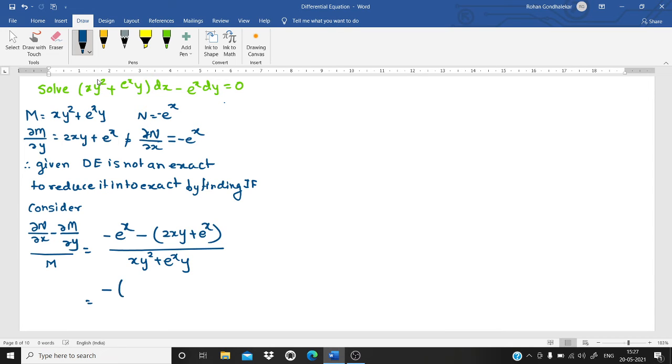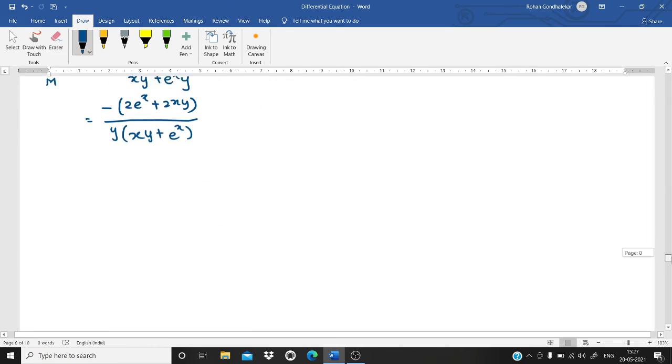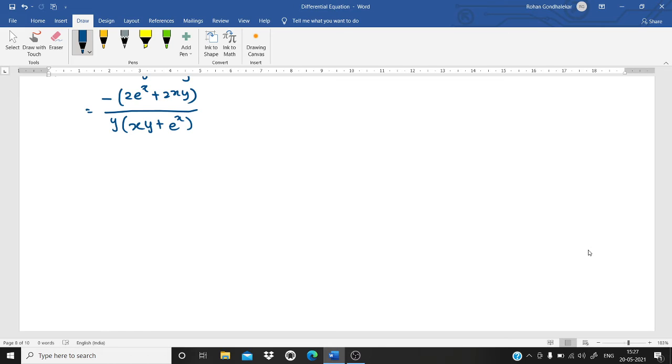So minus common inside of the bracket 2 e raised to x plus 2x. From denominator we can have y common. We get xy plus e raised to x. Now look, from numerator can we take 2 common? Yes. So we get minus 2 times e raised to x plus xy. And from denominator we get y into bracket. I rearrange the terms e raised to x plus xy. These two get cancelled. So what I am getting now? Minus 2 upon y. So is it a function of y only?